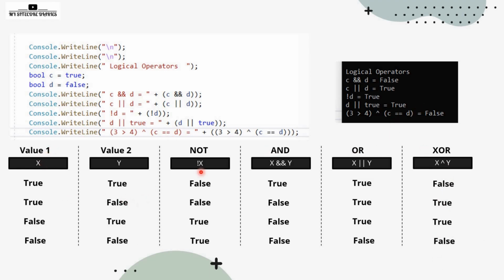So in summary, in logic, we have a total of 4 logical operators: NOT, AND, OR, and XOR. This is the table which you need to remember, how it works. For AND, if both are true, then only it will become true. For OR, if any one of them is true, then it will become true. For XOR, if both are true, or both are false, then it will become false. Okay. So these are the logical operators.